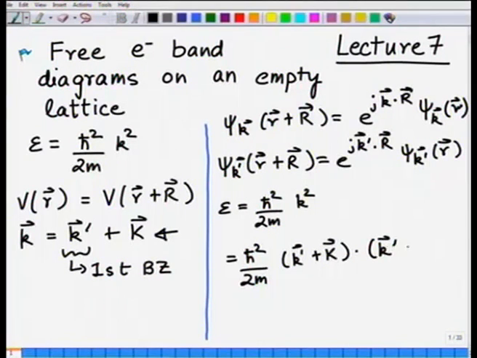Let us write explicitly K prime plus K, squared like this. So, that is the same thing. Instead of plotting E versus K, I will plot E versus K prime whose limits are only within the first Brillouin zone. When I plot, I will also write what K I am going to use, so that in case you want to calculate the energy, you can simply add the K to K prime, calculate small k and take the square of it to calculate energy. All right. That as an example, let me show you.